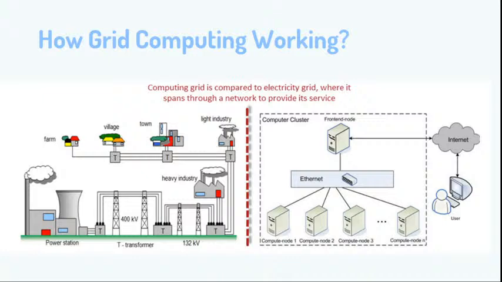Another easy example: grid computing can be compared to the electricity grid, which spans through a network and provides its services. We have a power station, and after the power station a transformer passes the electricity to everyone, from heavy industry to farms. It is split equally, area wise, according to what is due. That is one example of grid computing.